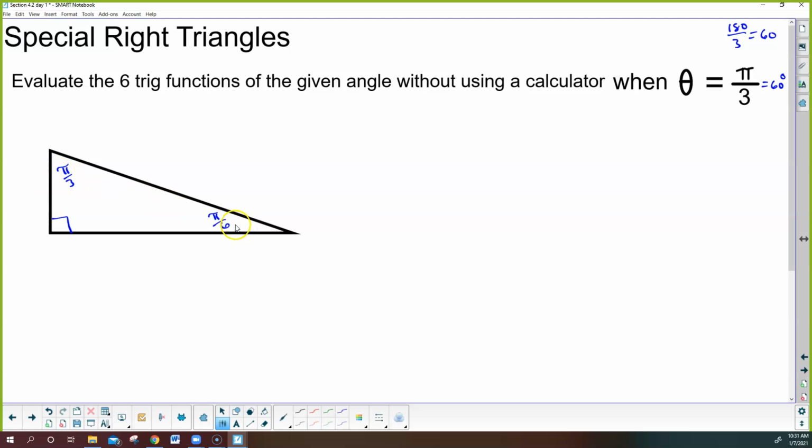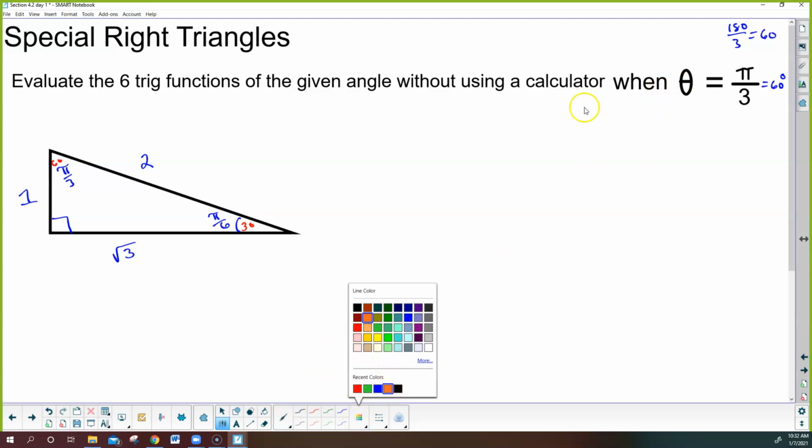And now I have, if you want to write the degrees in, you can. That's 30. That's 60. But the very first thing I'm going to do is go across from the 30 and put a 1. And then across from the 90 is a 2. And always across from the 60-degree angle is square root 3. 1, 2, square root 3. That's how a 30, 60, 90 works.